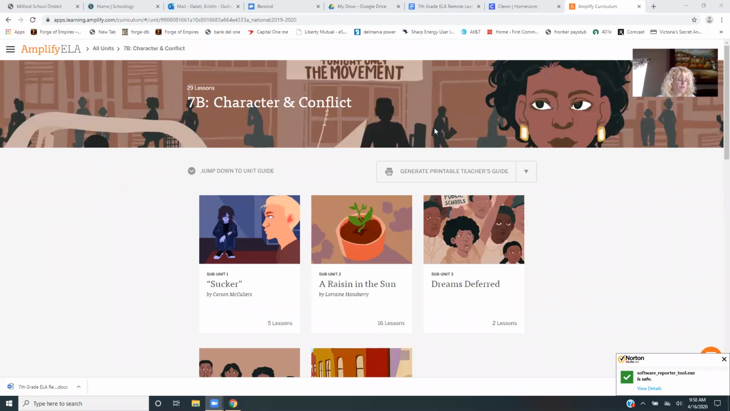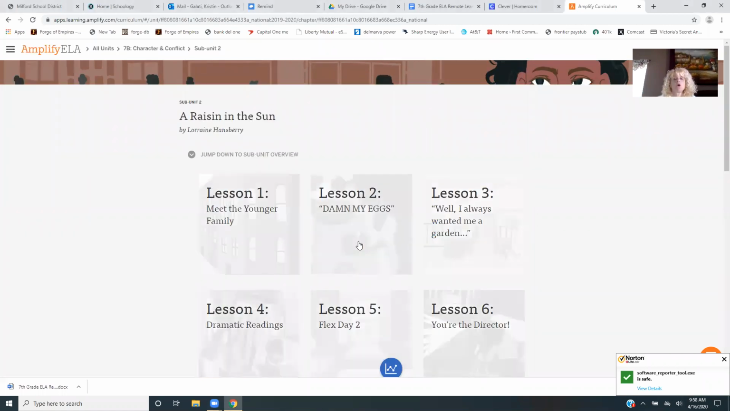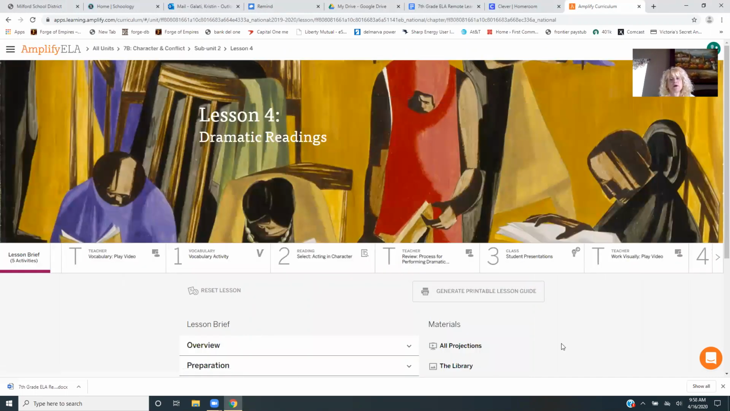So let's start, because we're going to go into Amplify. The first thing that you're going to need to do is go into Unit 7B, Character and Conflict, go into Raisin in the Sun, which is subunit 2. We've already done lesson 1, okay? We've done lesson 3. We're going to go into lesson 4, but we're only going to do a part of lesson 4 because most of lesson 4 would be something that we would do in class with dramatic readings and acting out. And unfortunately, we can't do that at this point.